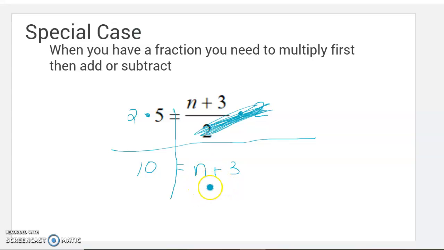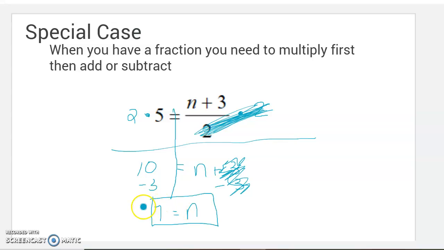So now n is almost completely by itself. I just need to remove this plus 3 by doing minus 3 on both sides. So 10 minus 3 is 7. My 3's cancel out over here, and I'm left with n. And that is my final answer.